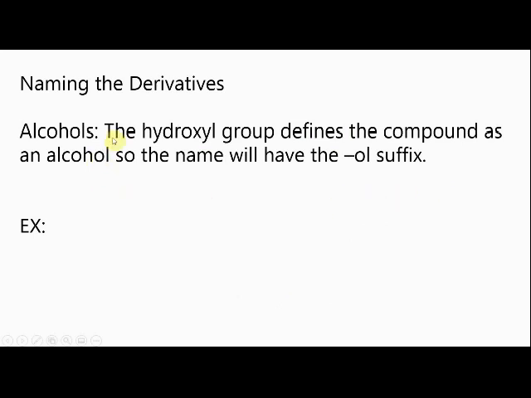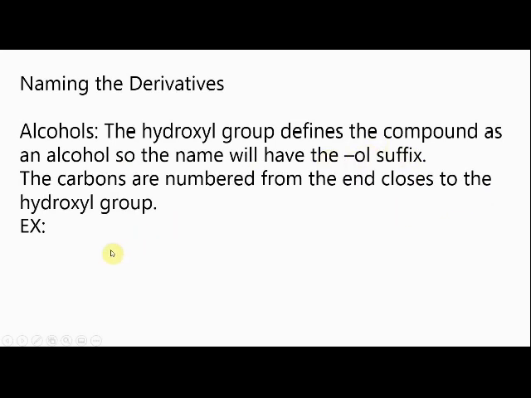Naming the derivatives. Okay, so let's take a little practice with alcohols. The hydroxyl group identifies the compound as an alcohol, and so the name will have the OL suffix. Carbons are numbered from the end closest to the hydroxyl group. So in this particular case, we would actually start numbering with this carbon. 1, 2, 3, 4, 5, 6, 7. So this is heptan-1-ol, because the hydroxyl group is on the number 1 carbon.